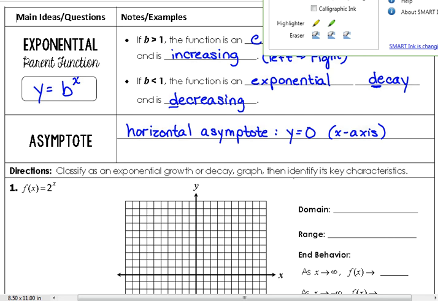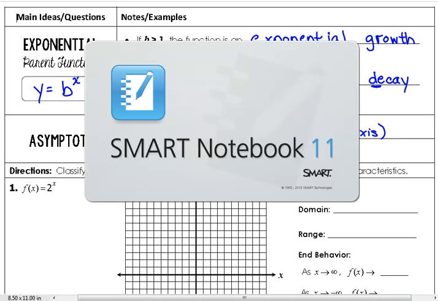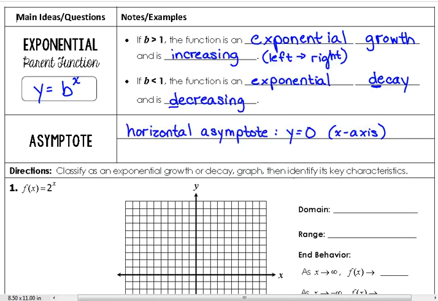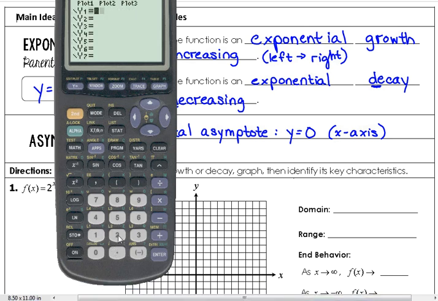All right, so we're going to look at a few of these, and we're going to classify them as growth or decay. We're going to graph it, and then we're going to talk about some of its key characteristics. Okay, so what I need you to do is plug y equals 2 to the x into your calculator. Everybody needs to put y equals 2 to the x in their calculator just like this. Okay? The exponent button is right above your division symbol.